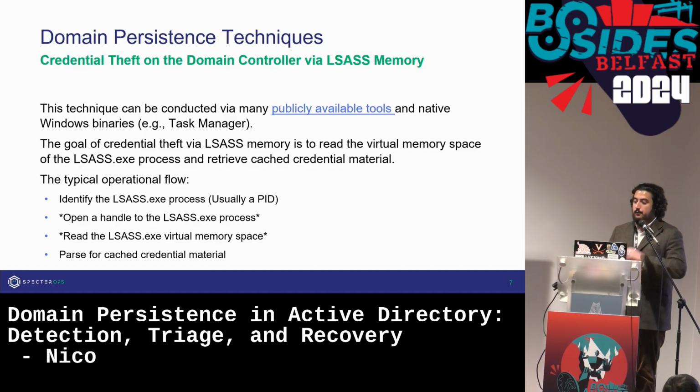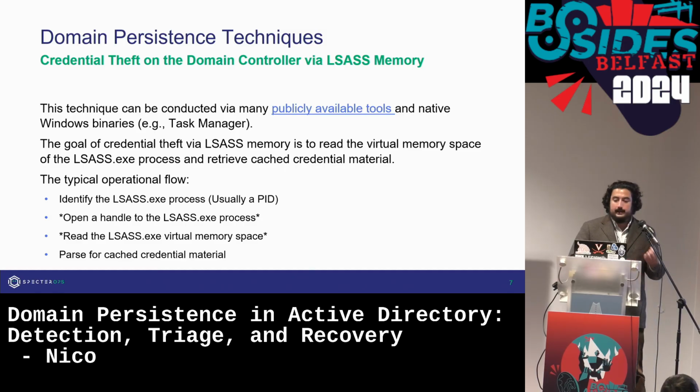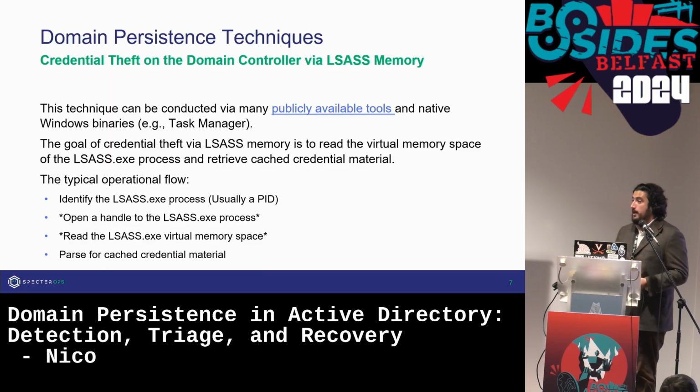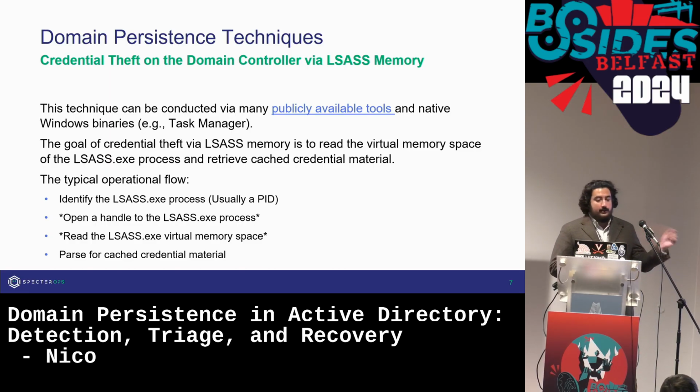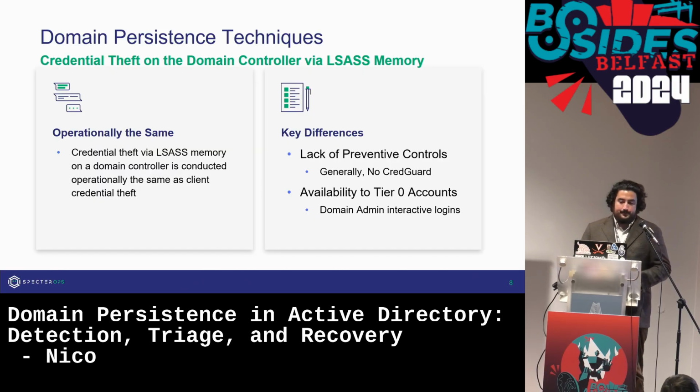And some methods are going to avoid that open process of lsass.exe, and they're going to instead look for leaked handles. They're going to try to create child processes of LSASS, or they're going to try to create a snapshot. And you see here the typical operational flow for that credential theft.